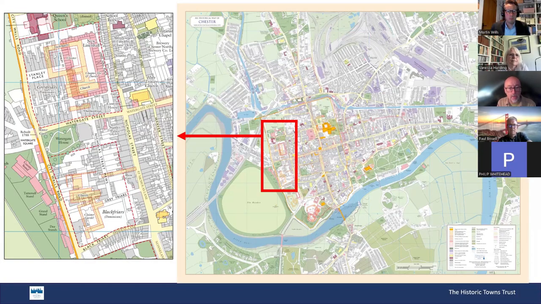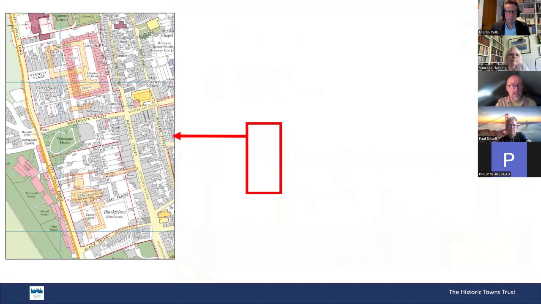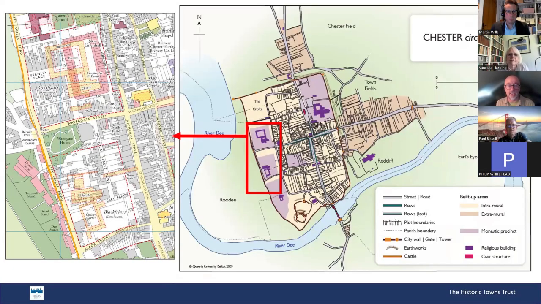So I'm just going to focus in a little bit more on that one area to show you how we used maps and archaeological data in Mapping Medieval Chester to create a new map of Chester for circa 1500, and now use the same information from that map to create some of the information that you see on the Historic Towns Trust map. So we're looking here at the area along the western side of Chester in the medieval period. Here it is on the map on the right hand side. This is one of our maps from Mapping Medieval Chester, and you'll see a certain resemblance there.